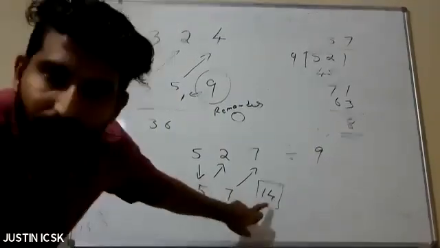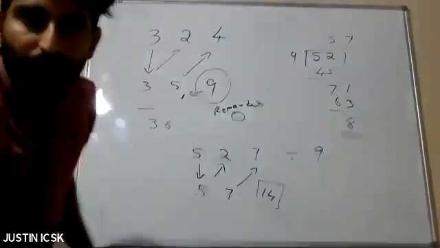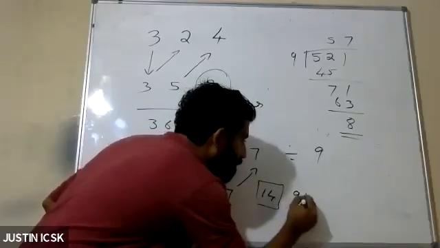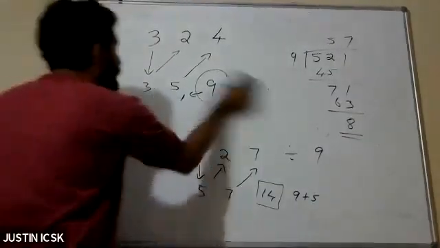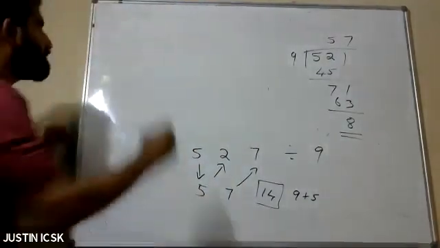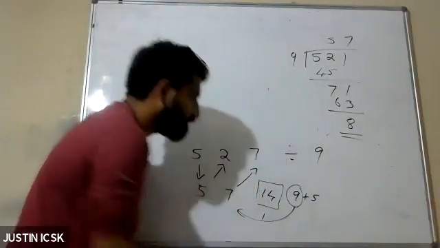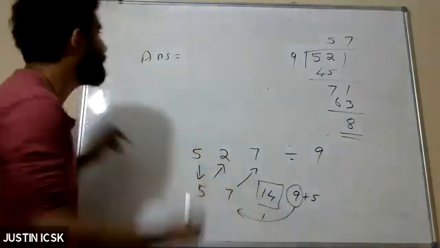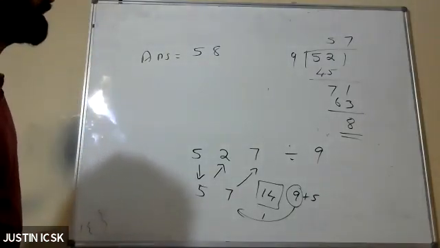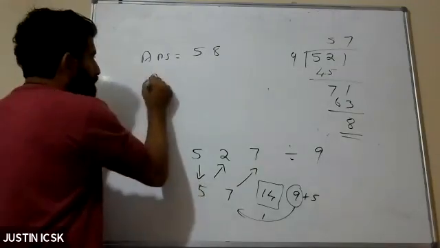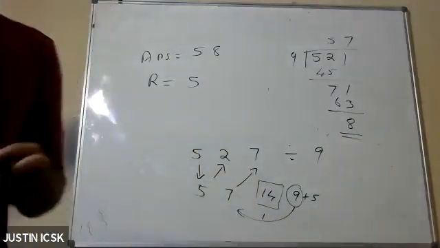So there is no chance of remainder 14, right? Because we are dividing with 9. 14 means 9 plus 5. So just take this 9 as 1. 9 means 1 time will go. So your answer is 58 and your remainder is 5.